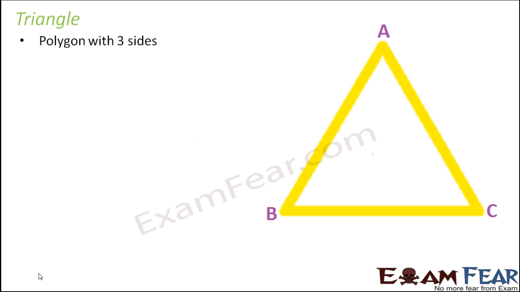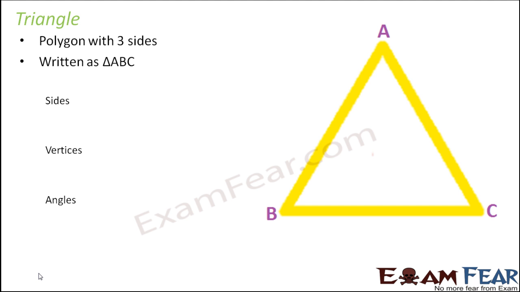A triangle is a polygon with three sides. That means it is, what is a polygon? A polygon is a geometrical shape which is a closed figure, completely closed, and it is made up of only line segments. So a triangle is that type of polygon which is made up of three line segments. So there are three sides in a triangle.